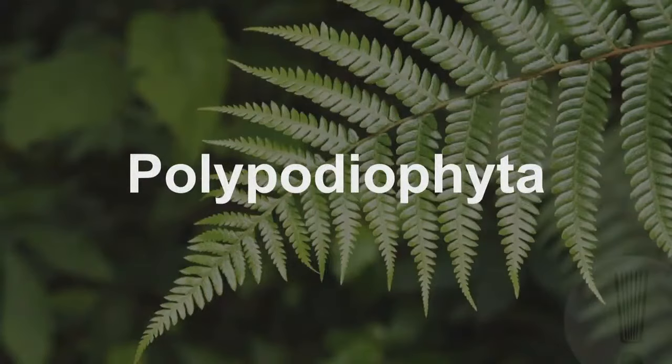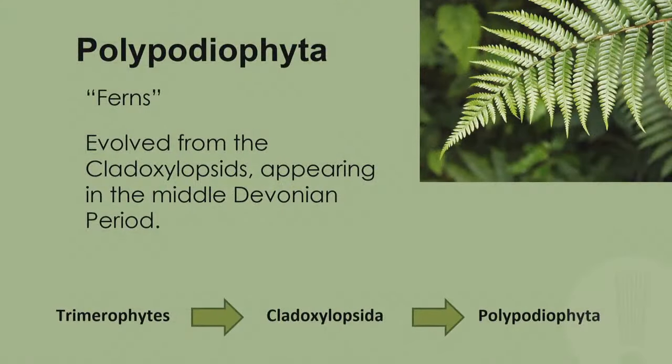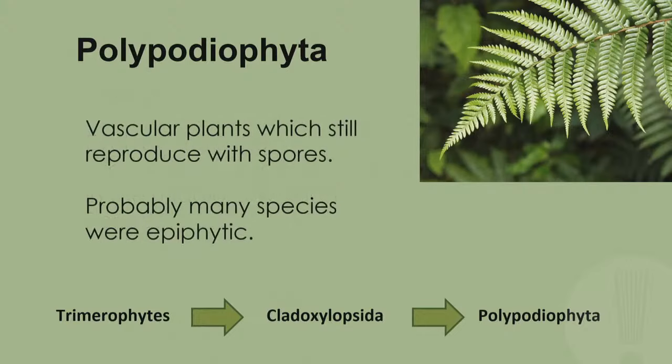All right, so now moving into the polypodiophyta. These are our ferns. Ferns finally start to make their appearance on the planet. They evolved from those cladoxylopsids, appearing in the Middle Devonian. So you see here at the bottom where I show the trimerophytes evolve into these cladoxylopsida, which evolve into these polypodiophyta. You can kind of see the lineage. These are vascular plants, which still reproduce with spores to this day. Probably many species were epiphytic, meaning they grew on the surface of other organisms.